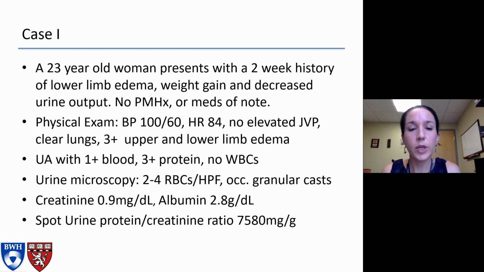On exam, her blood pressure is 100/60, her heart rate is 84, she has no elevated JVP, her lungs are clear, and she has 3+ upper and lower limb edema. Her urine shows 1+ blood, but 3+ protein, and the microscopy shows a couple of red cells and occasional granular casts. Her creatinine is normal at 0.9, and her albumin is 2.8. Her spot urine protein to creatinine ratio is 7.5 grams.